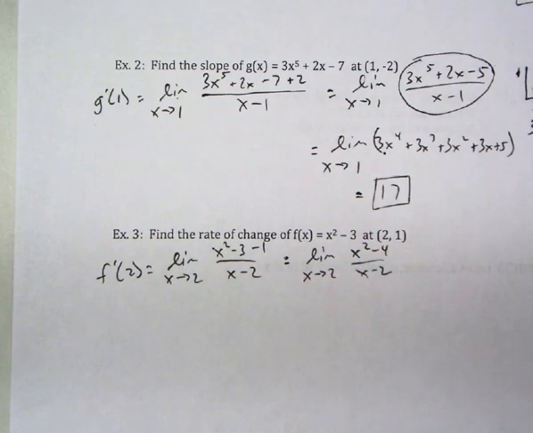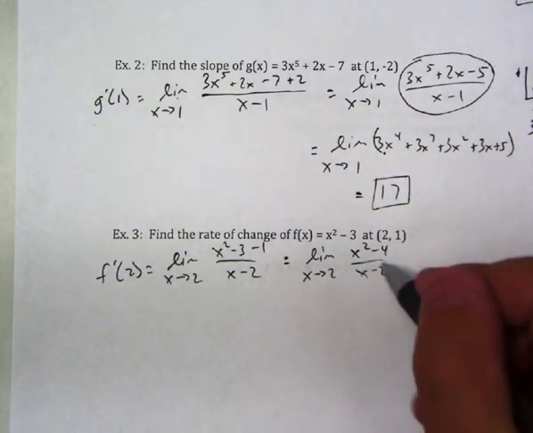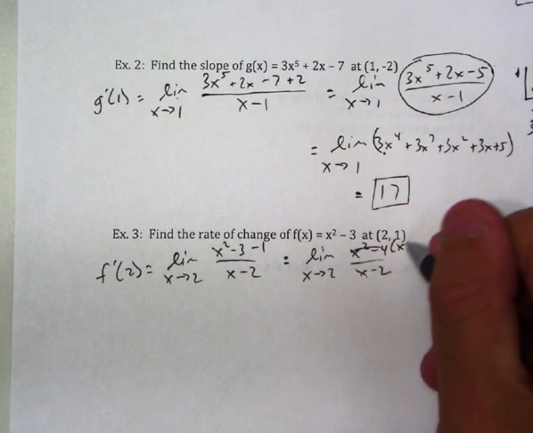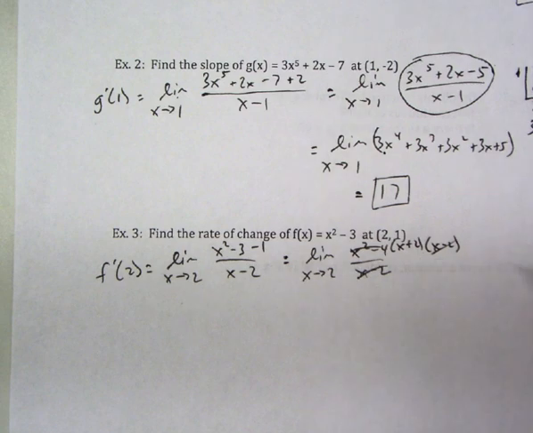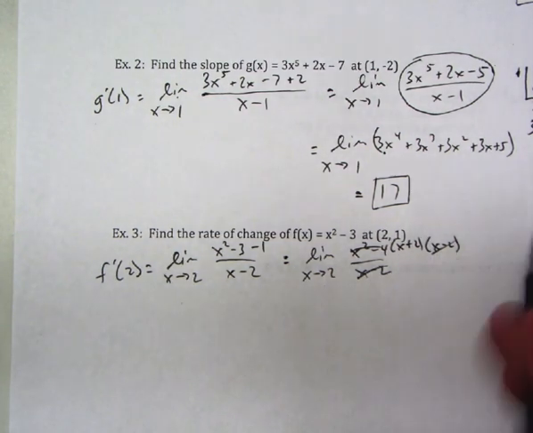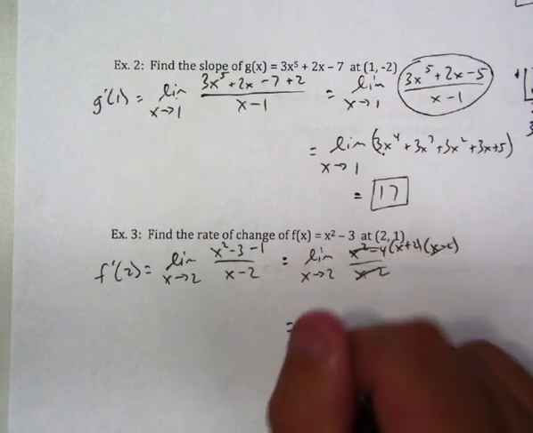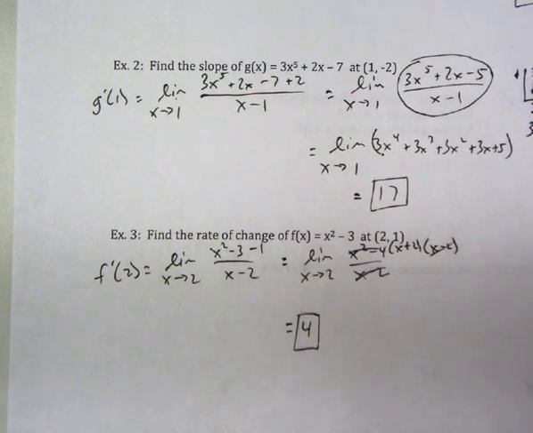Here we don't have to do our division because we can factor. We can factor x squared minus 4. X plus 2, x minus 2. X minus 2's go away. And then we could retry direct substitution. Plug 2 in. 2 plus 2 is 4. There you go.